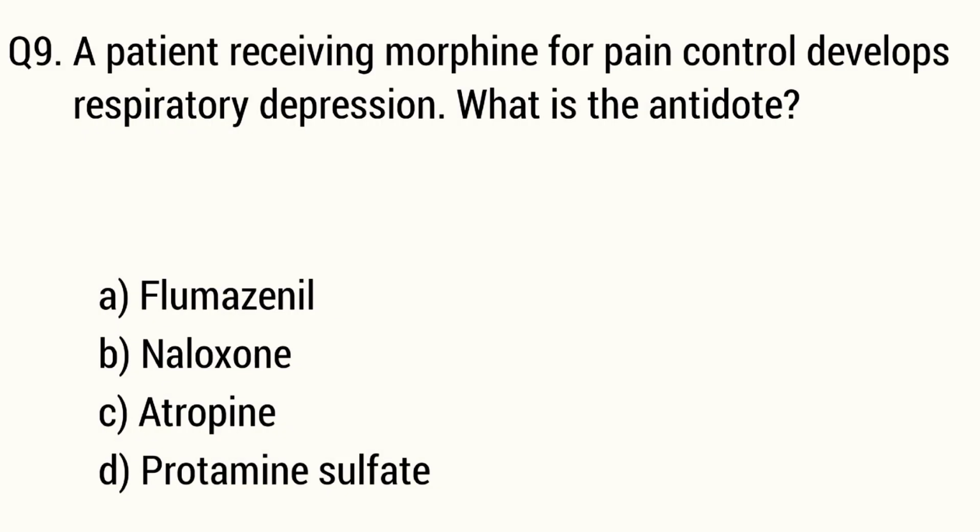Question number 9. A patient receiving morphine for pain control develops respiratory depression. What is the antidote? The right answer is option B. Naloxone.